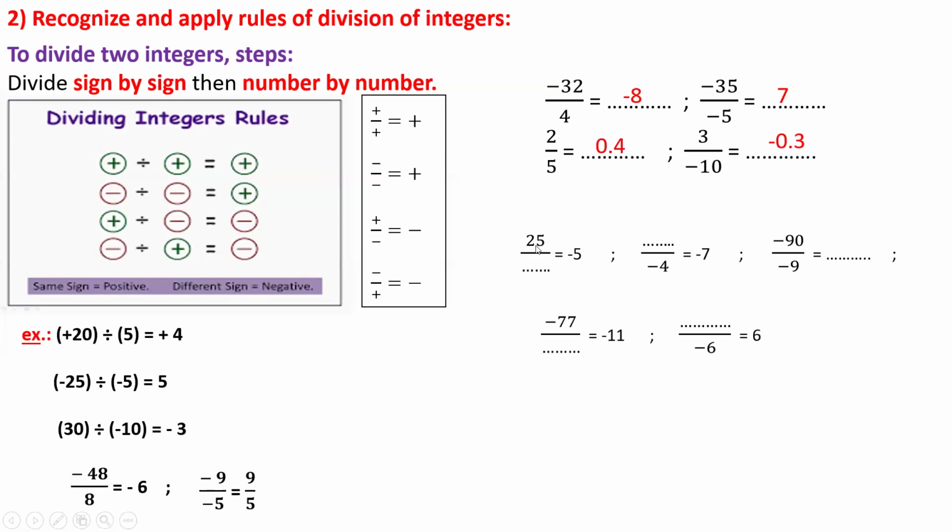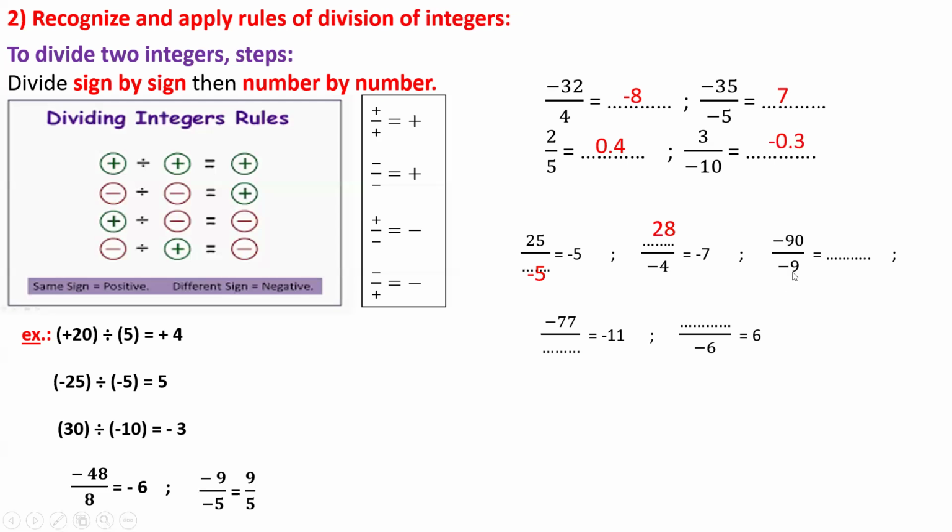Now, 25 divided by what equals negative 5? Since my answer is negative, I'm dividing a positive over a negative to give a negative. 25 divided by negative 5 is negative 5. Now, a number divided by negative 4 equals negative 7. So my answer is negative, and I'm dividing by a negative. So this number should be positive. 28 divided by negative 4 is negative 7.